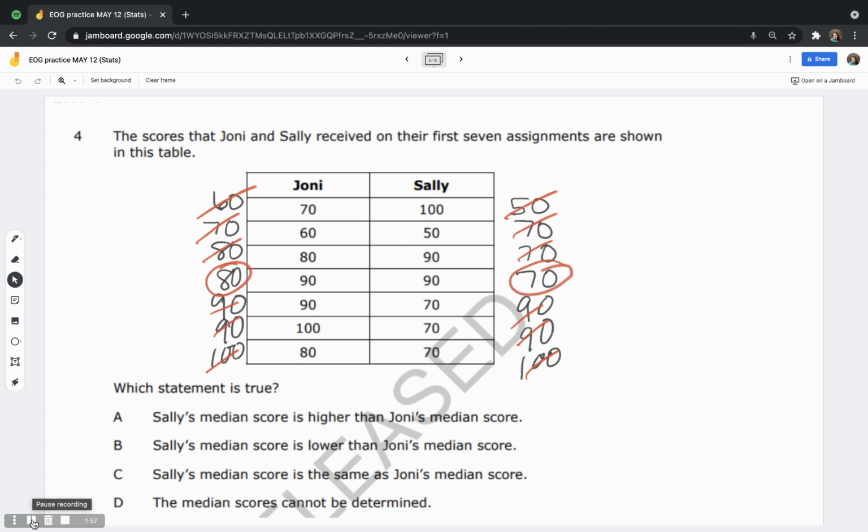So A says Sally's median score is higher than Joni's. So Sally is 70, Joni is 80, so no, that is not true. B says Sally's median score is lower than Joni's. So Sally has a score of 70 and Joni has a score of 80, so that is correct. C says that they are the same, which is not true. And then D says that you can't find the median, but we can. We just arrange the numbers from least to greatest to get the middle number.